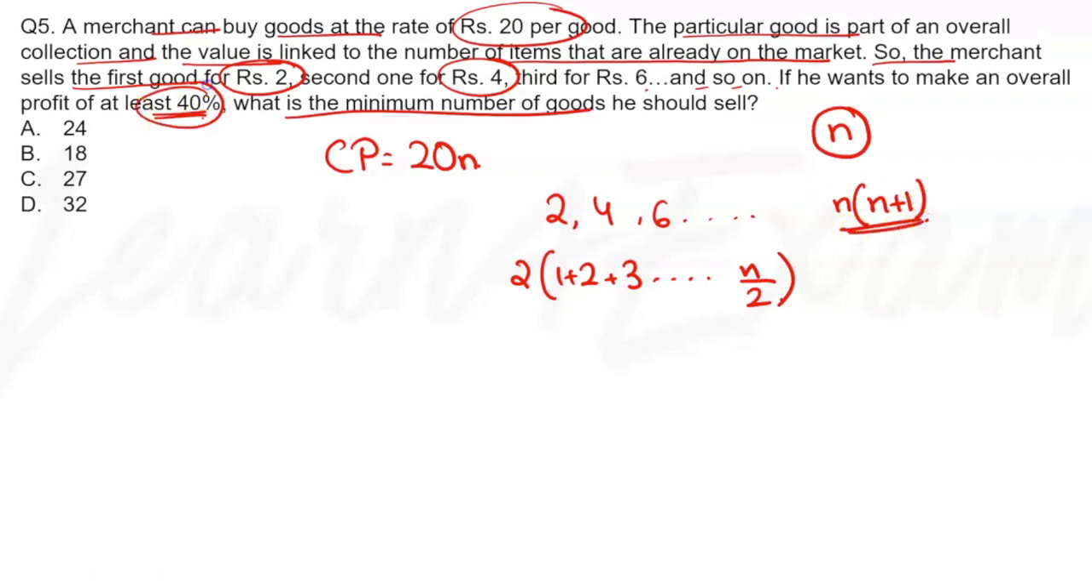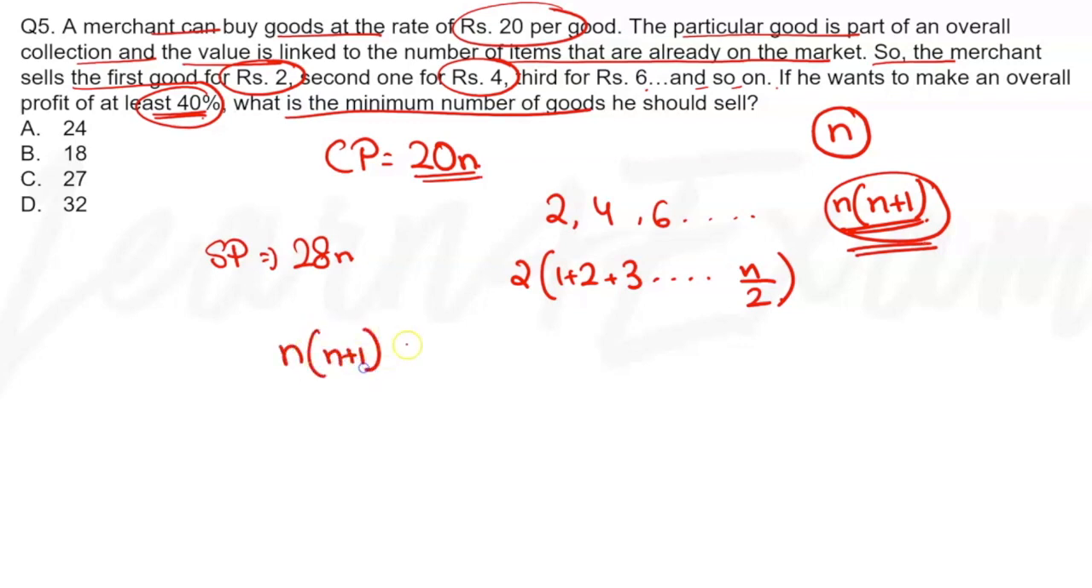I'm making a profit of at least 40%. Since this is the cost price, the selling price should be at least 28n. And this is the total selling price that I'm getting, n into n plus 1. So I need to make sure that n into n plus 1 has to be greater than 28n. If I cancel off n from both sides of this equation, I would be getting that n plus 1 should be greater than 28, or n should be greater than 27.